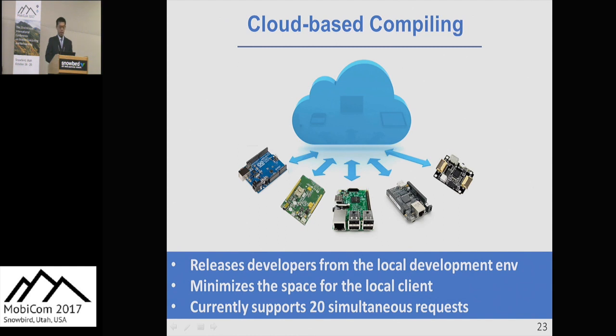We also implement a cloud-based compiler. Developers do not need to set up their own local development environment, like the toolchains. This can also minimize the space used on the local client. We built the compiler on Aliyun Cloud, and currently it can support more than 20 simultaneous requests.